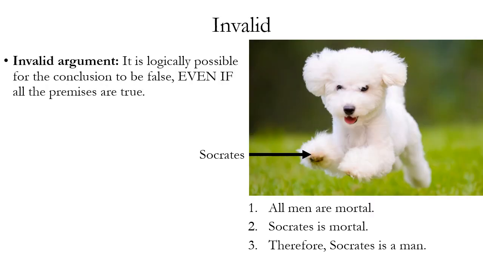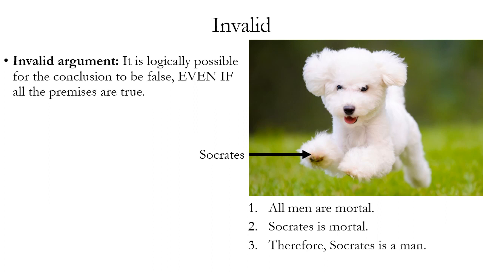Invalid just means not valid. In an invalid argument, it's logically possible for the conclusion to be false, even if all the premises are true. So an invalid argument is not truth preserving. If it's invalid, the conclusion can be false even if the premises are true. So here's an example of an invalid argument. All men are mortal. Socrates is mortal. Therefore, Socrates is a man.